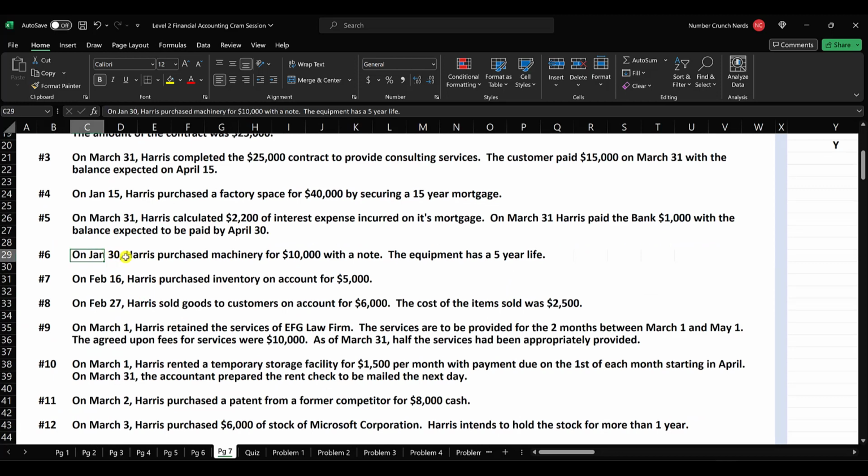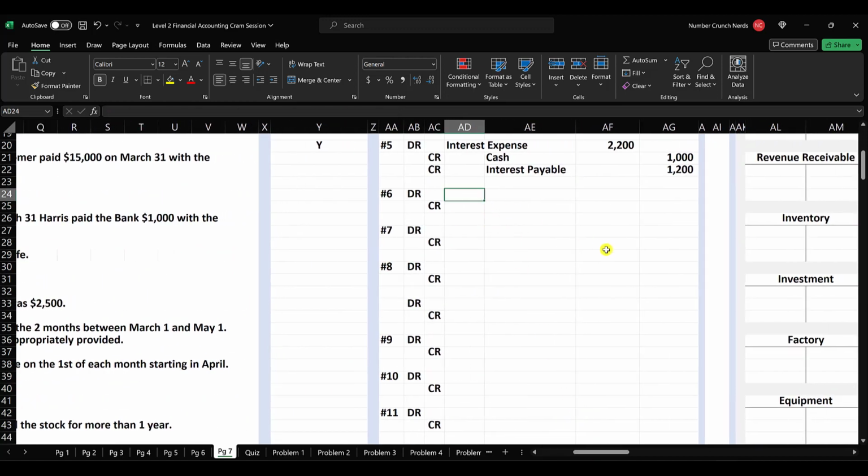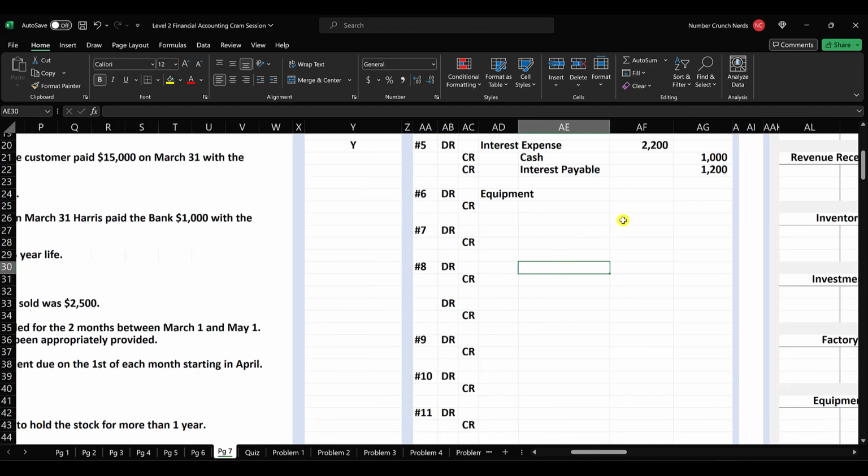Number 6, on January the 30th, Harris purchased machinery for $10,000 with a note. The equipment has a 5-year life. So we got machinery, we gave up a note. So the entry is going to be debit machinery. Machinery is an asset. I'm just going to call it equipment because it's a general bucket. We could put other things in there as well besides machines. Equipment, that's an asset. Asset increases with a debit. The amount of the machinery was $10,000, so we're going to put it here, $10,000. We know the other side has to be $10,000 also.